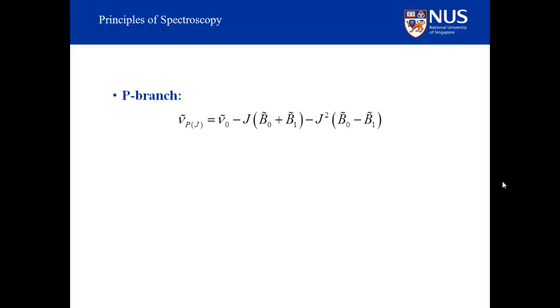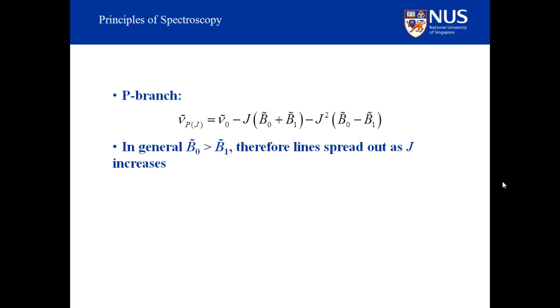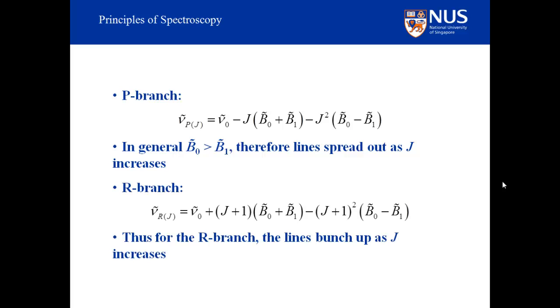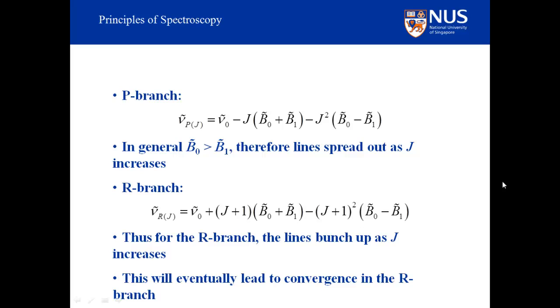So the formulae can be simplified by writing J instead of J double prime. So for the P branch, because B0 is slightly larger than B1, it means that the lines are going to get spread out as we go to higher initial J states. For the R branch, because B0 is larger than B1, it means that the lines are going to get closer and closer together as we go to higher initial J states. So we get a kind of convergence in the R branch.